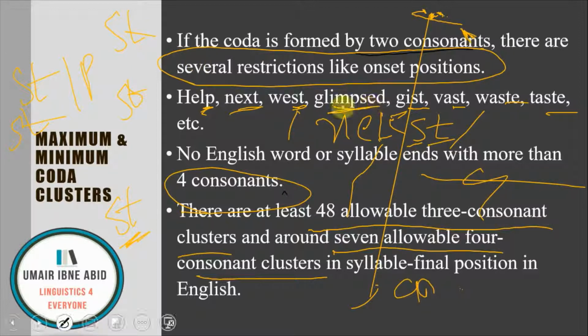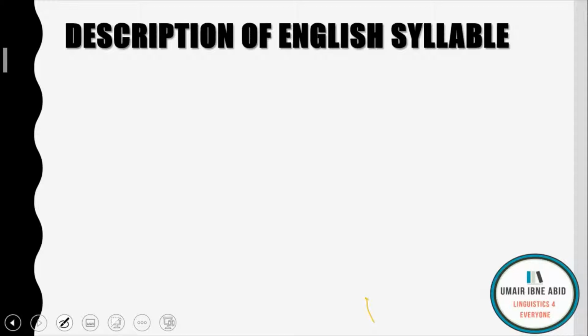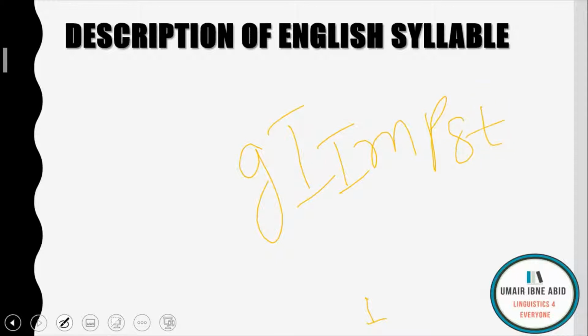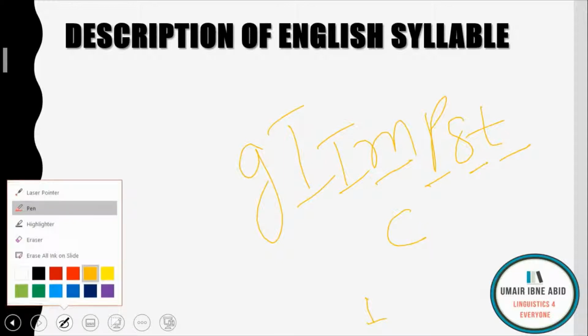So this is the example, glimpsed. In glimpsed we have l i m p s t. So m p s t, this is the 4 consonants at coda position.